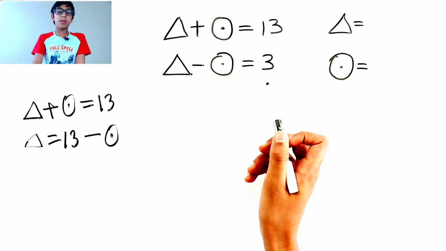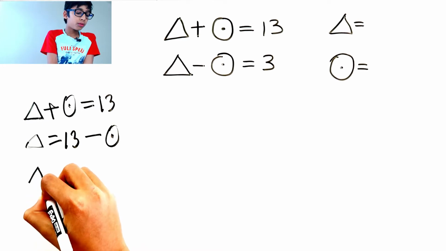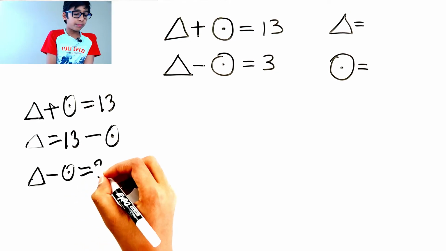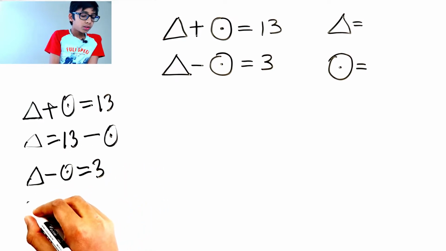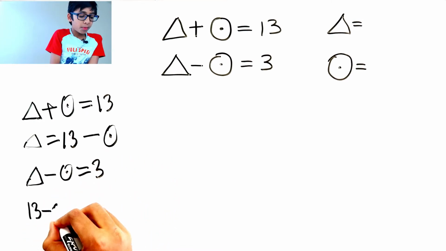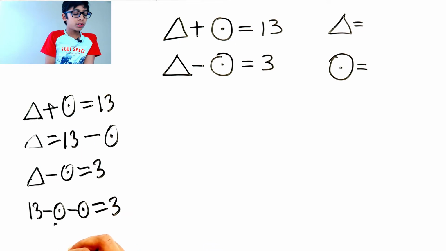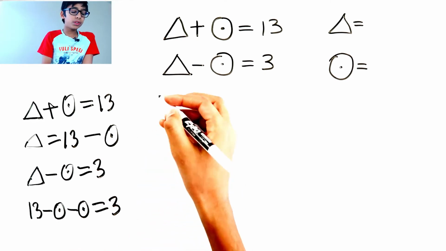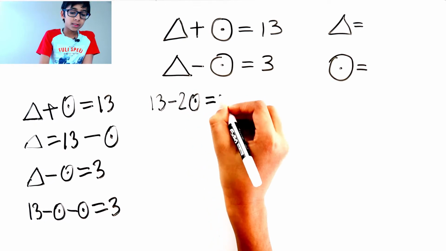Now let's write this equation down here. Triangle minus circle equals 3. So we know what triangle is. Triangle is 13 minus circle. So let's write 13 minus circle instead of triangle. So 13 minus circle minus circle equals 3. So there's 2 minus circles. So let's say 13 minus 2 circle equals 3.